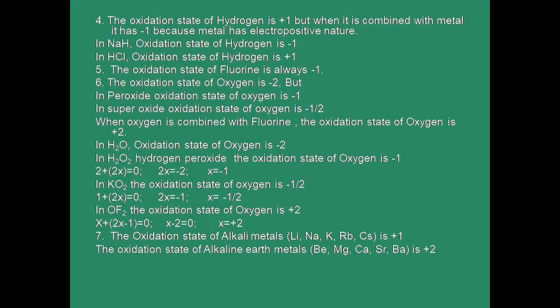Sixth one, the oxidation state of oxygen is -2, always -2, but there are some exceptions. It has 4 different types. One is in peroxide, where the oxidation state of oxygen is -1. In superoxide, the oxidation state of oxygen is -1/2, that is, minus half. Sometimes oxygen is combined with fluorine. We saw in the fifth rule that the oxidation state of fluorine is always -1. So with fluorine always minus, the oxygen is plus. Here the oxidation state of oxygen is +2.